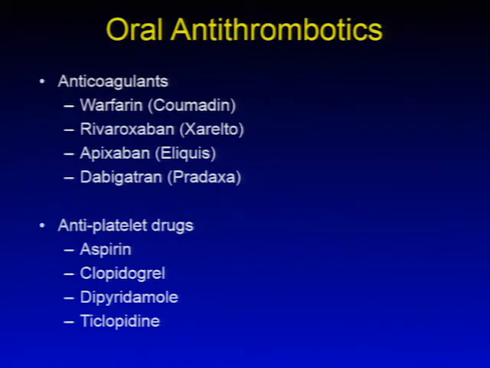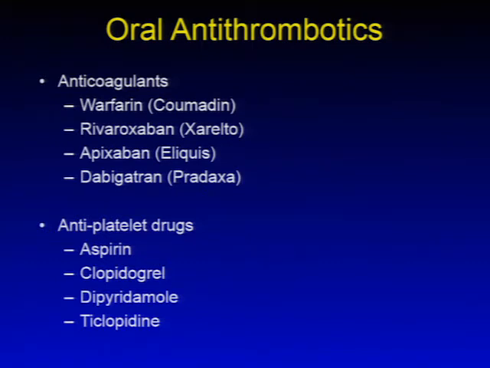There's a number of oral antithrombotics that's worth mentioning. We'll start off with looking at some of the anticoagulants. I've listed both generic and the brand name for some of these drugs listed as anticoagulants. Remember that Coumadin inhibits vitamin K epoxide reductase.